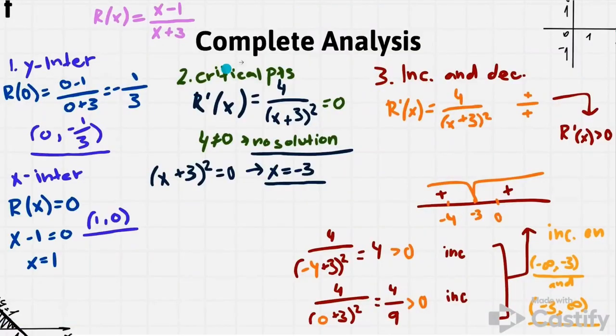And so for the complete analysis, I have to get the y-intercept and the x-intercept. To find the y-intercept, I set x equal to 0, which gave me the y-intercept of -1 over 3, and for the x-intercept, setting r of x equal to 0, which gave me the x-intercept of 1.